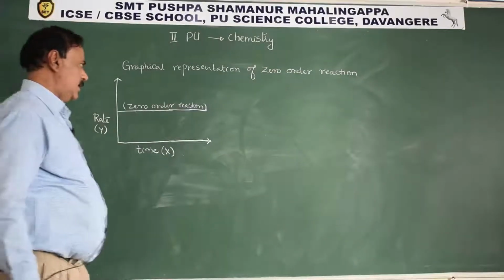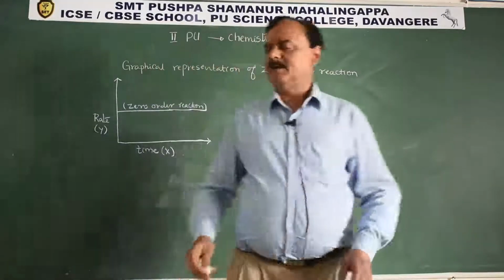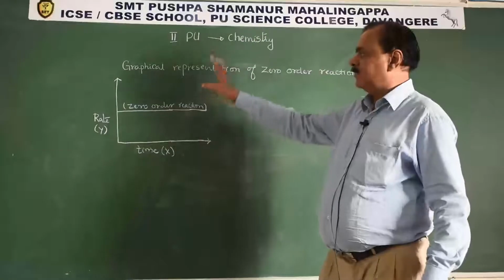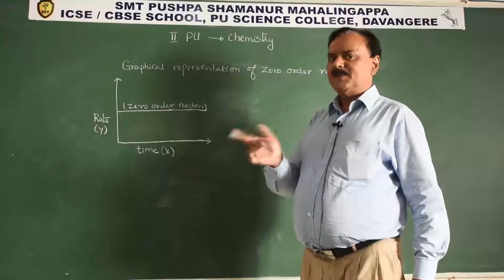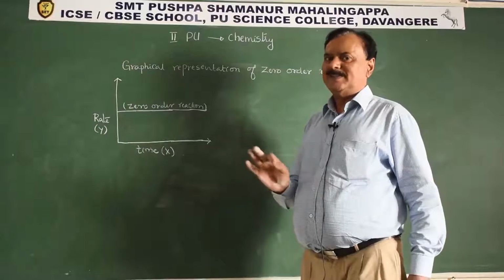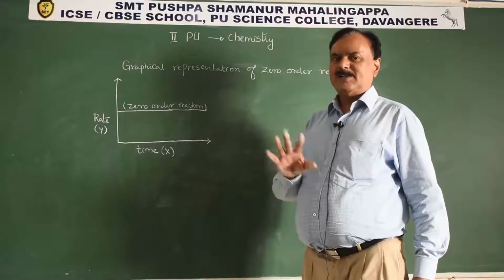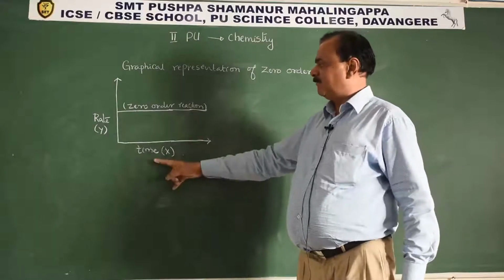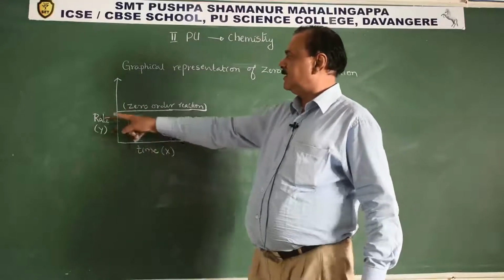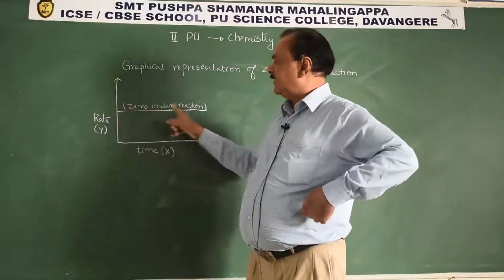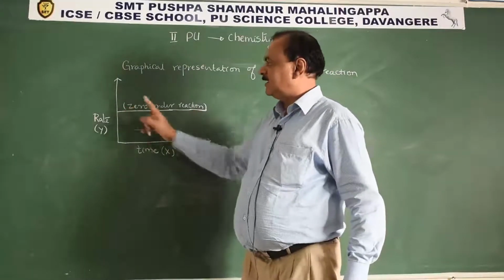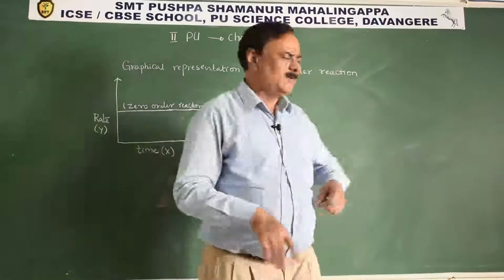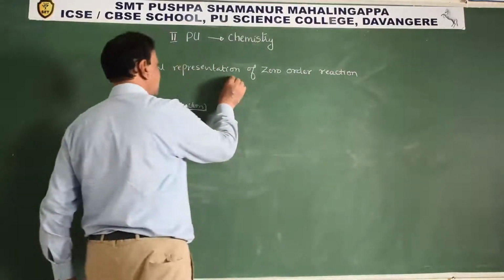This is very important. In your NEET exam, they will give many graphical representations like this. Which one of the following represents a zero order chemical reaction? Time along the x-axis and rate along the y-axis. If the graph is a straight line parallel to the x-axis, then that is the nature of the graph.